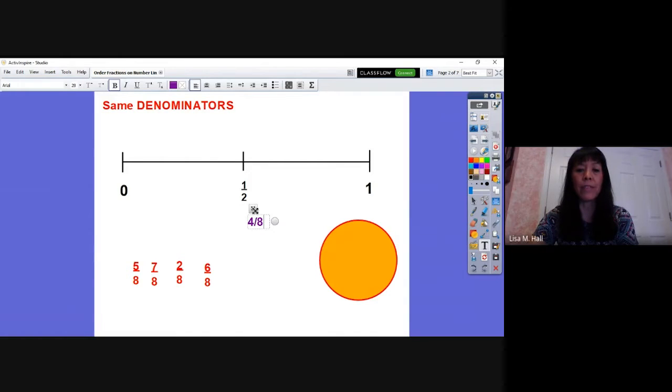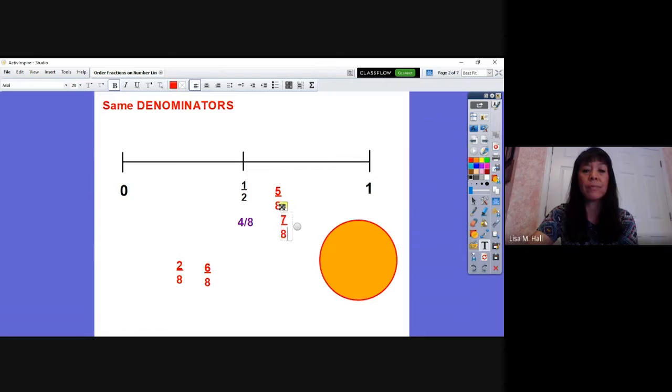I'm going to put 4/8 right under my 1/2 because I know 4/8 is 1/2. So I can look here and decide where I can put 5/8. Well, 5/8 I know is more than 4/8. It's 1/8 more. I know it's going to be over here somewhere. 7/8 is also more than 5/8. 6/8 would be right in between. And 2/8, we go right here, somewhere in between 0 and 1/2.